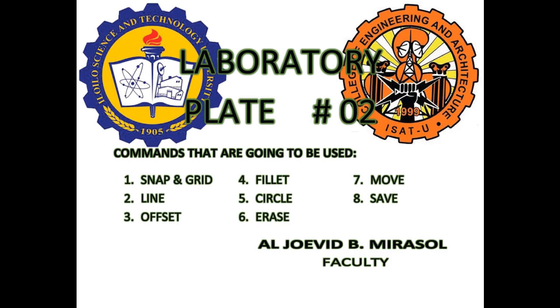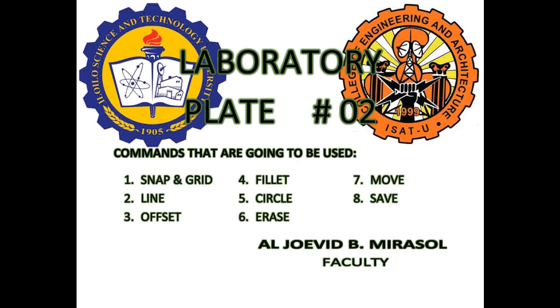Next command is fillet. Fillet is an editing tool with which we can edit lines, especially those that are intersecting, or apparently they will be intersecting at some point. We can control how this reacts. Number 5, circle. Self-explanatory, circle. Number 6, erase. Number 7, move. We use this move command to center our drawing. And lastly, 8 is save. We will save our drawing.